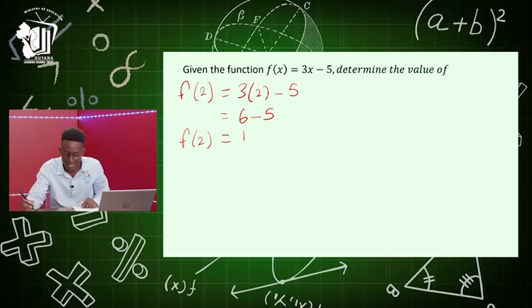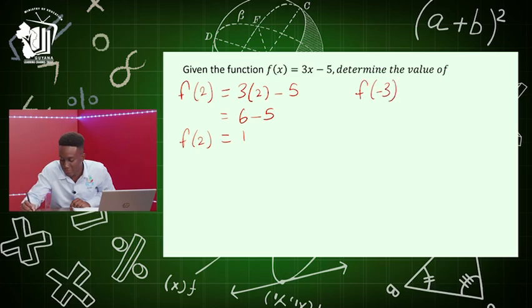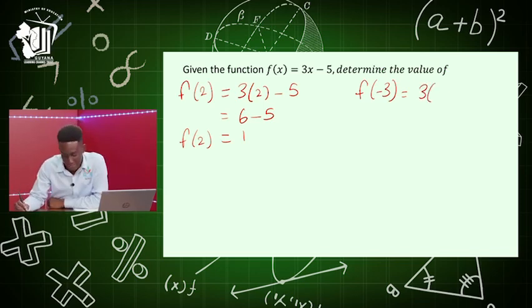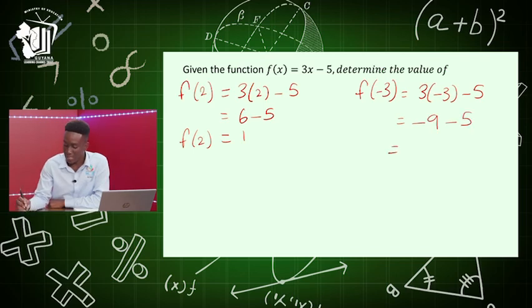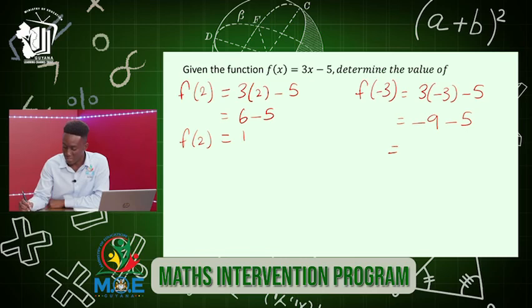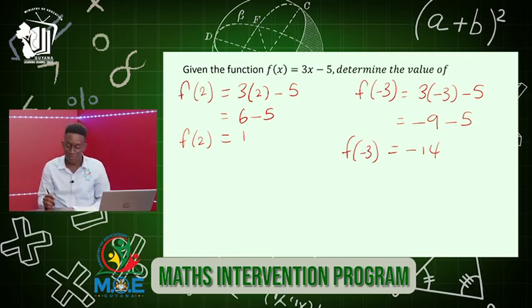So let's look at another example. Let's say we wanted to find f of negative 3. So f of negative 3, in this case, we're replacing x with negative 3 in the function. So this would be 3 multiplied by negative 3, minus 5. And 3 multiplied by negative 3 would give me negative 9, subtract 5. So negative 9 subtract 5 would give me negative 14. So f of negative 3 is equal to negative 14.